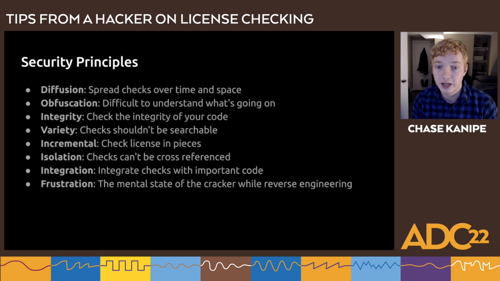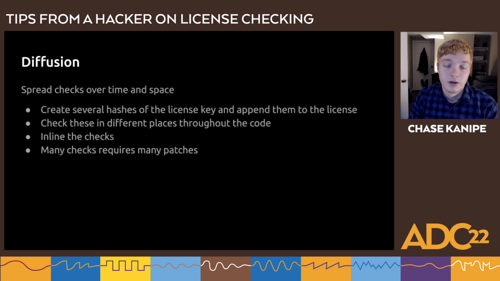Variety, we want to make sure that these checks are different from each other so that they're not searchable or cross-referenceable. We want our checks to be incremental, so we want to check the license in pieces rather than have a single point of success or failure. We want the checks to be isolated from one another so they can't be discovered by following a single path in the control flow or by cross-referencing between them. We want the checks to be integrated with the important code. And then lastly, we have frustration, which is the desired mental state of the cracker when reverse engineering, though there are no guarantees. So first I'll talk about diffusion.